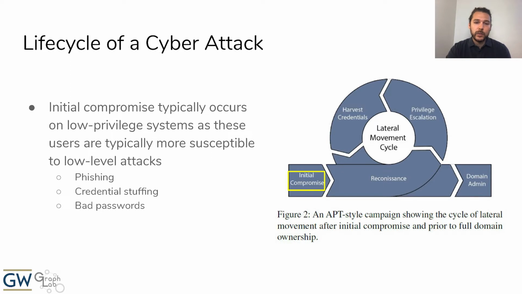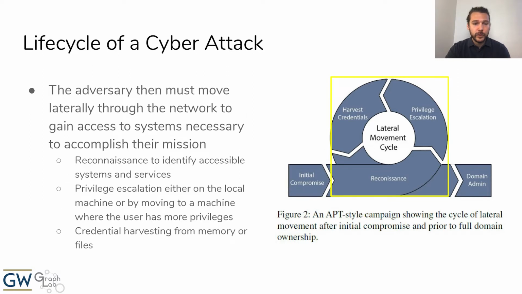An attack typically starts from some initial compromise, typically on a low-privileged system, as these systems are usually manned by less technical personnel who are more vulnerable to the most common and effective techniques for compromising credentials, such as phishing scams, credential stuffing, or even just using bad passwords. After establishing a foothold inside the enterprise network, an adversary begins the cyclic process of lateral movement in order to gain privileges and access to the accounts and systems necessary to accomplish their mission.